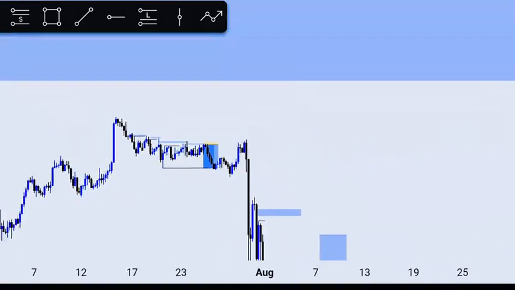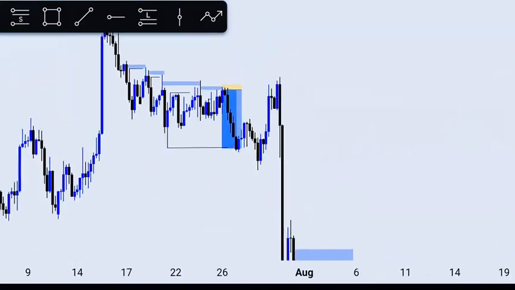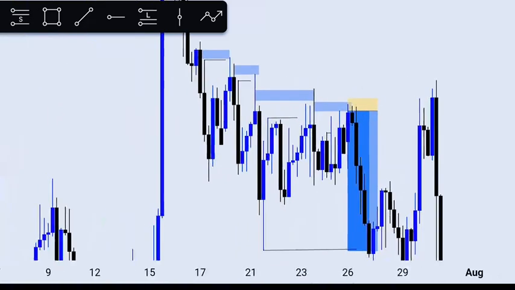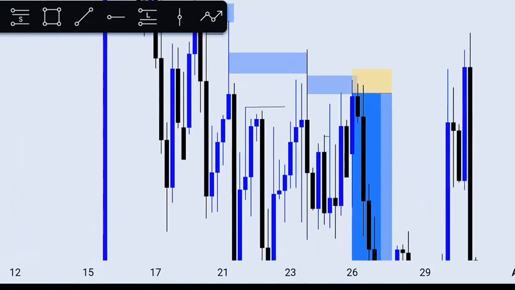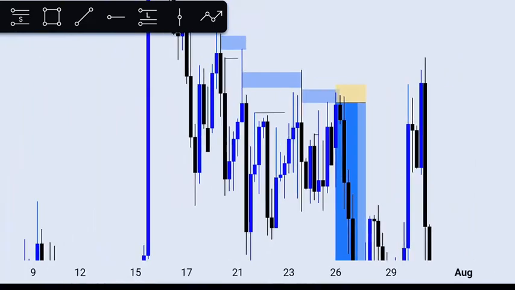So this is for the GJ that I took last week. What did I see before taking this trade? This will be a quick one.